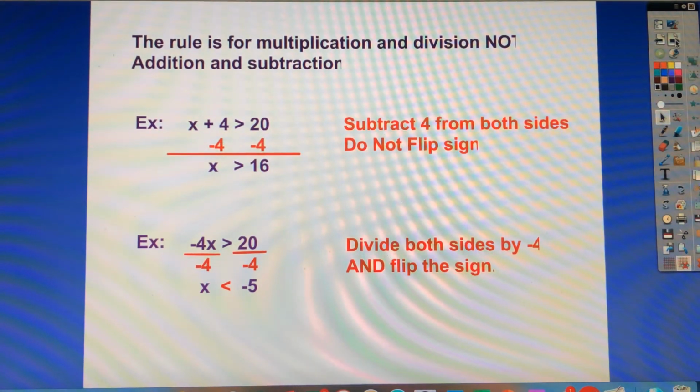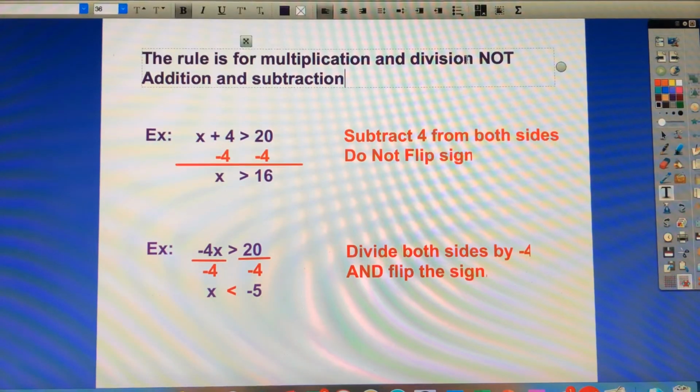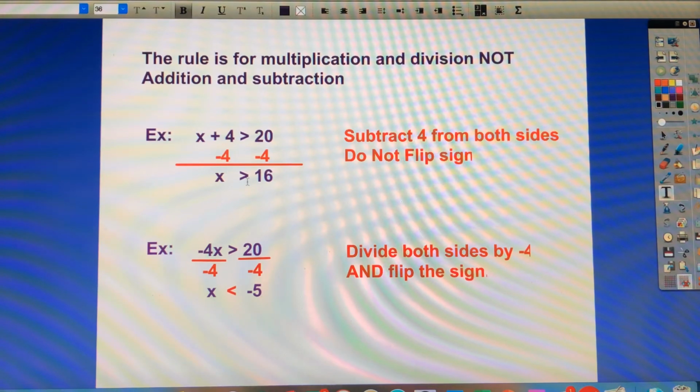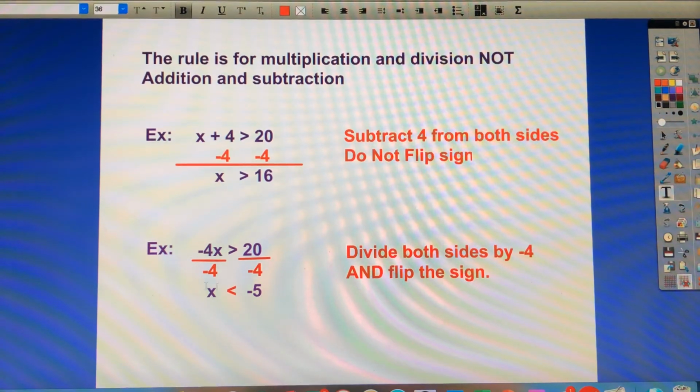This rule is for multiplication and division, not addition and subtraction. So again, if you are doing addition or subtraction, you do not flip the sign. Just because I subtract 4 from both sides does not mean I flip the sign. Here, however, I divided both sides by negative 4. That's different. Division and multiplication say you must flip the sign. Divide both sides by negative 4 and flip the sign.